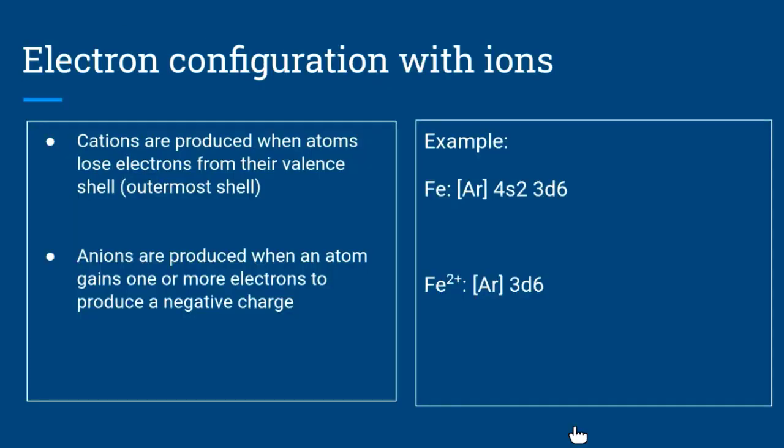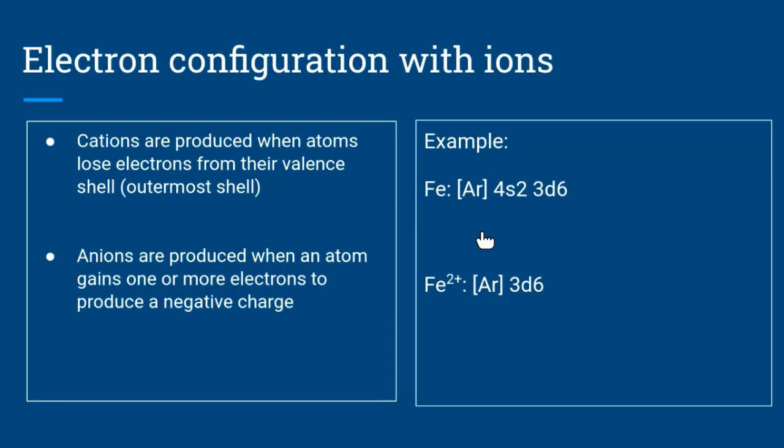Cool. And another question you could possibly have on your exam is electron configuration with ions. So when you have cations, you're losing a valence electron. I want to emphasize that it's the valence electrons that you're losing. And if you have anions, you add an electron to your valence shell.